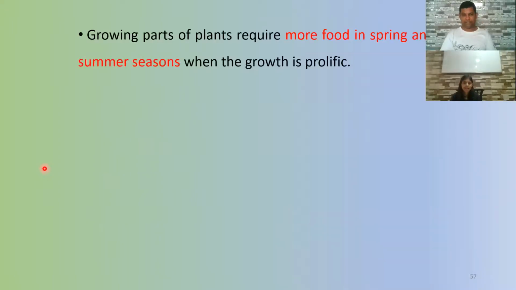Now see, during the summer season and the spring season, both these seasons, the growth of the plant is prolific. Maximum growth takes place. अभी season चल रहा है, almost the beginning of the winter season. Now it's a dry season. Dry season में growth is less.